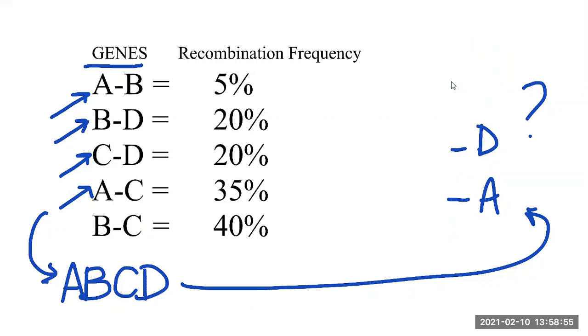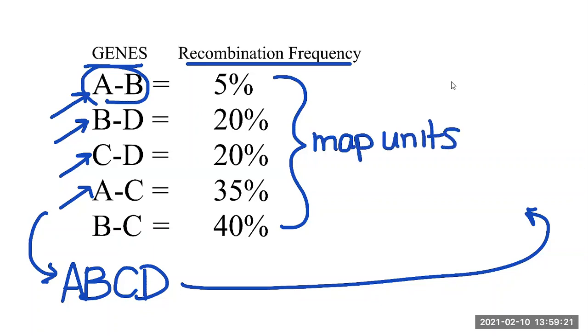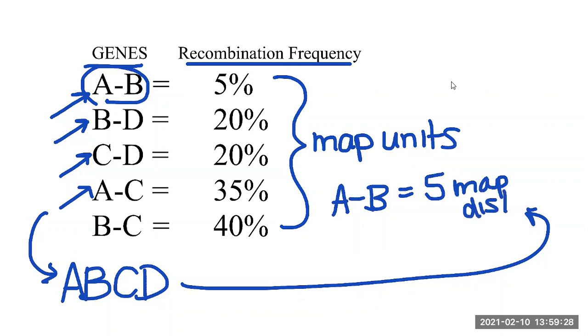Now, how are you going to figure that out? Well, it turns out when they do crosses, they calculate how much crossing over is happening. And that's what the recombination frequency is. It's how many organisms are born that have crossing over happening between genes A and B, and the answer there is 5%. It turns out the map units, the distance between the genes, is equal to the crossover frequency. In other words, A and B are 5 map units apart. That is a distance. That is how far apart they are.